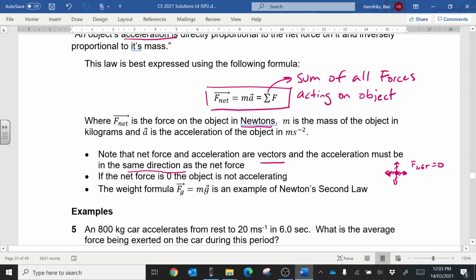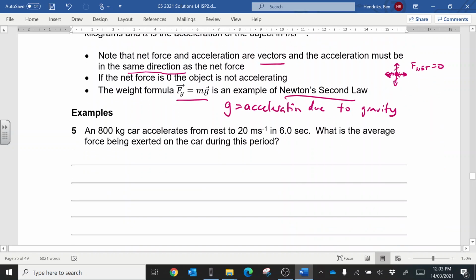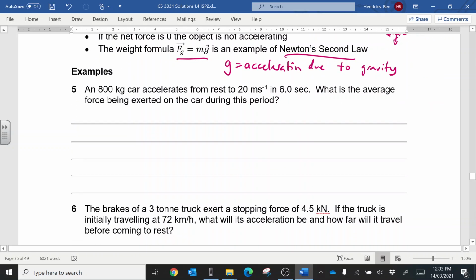Finally, the weight formula, F equals mg, is an example of Newton's second law. So again, Fg is equal to mass times acceleration, where g is acceleration due to gravity. Good. Let's have a look at some examples.